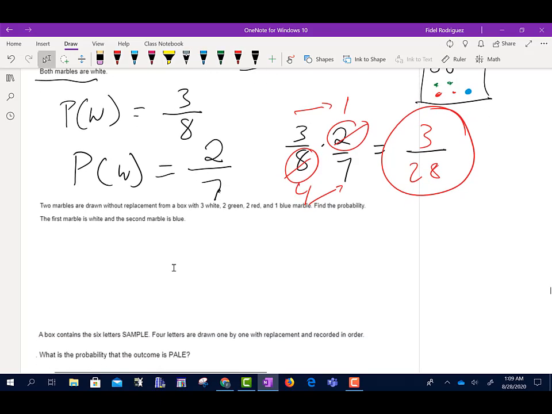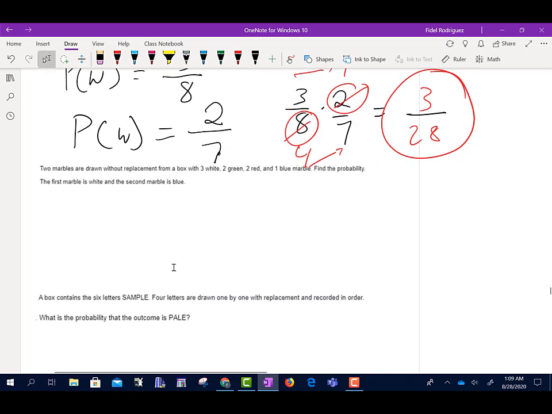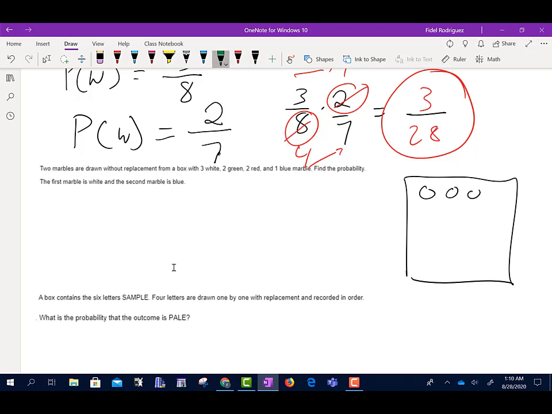All right. So let's do another one similar to that. I'm going to draw my box again right here. 3 white, so 1, 2, 3. 2 green, 1, 2. 2 red, 1, 2. And 1 blue. So we still have 8 marbles, right?